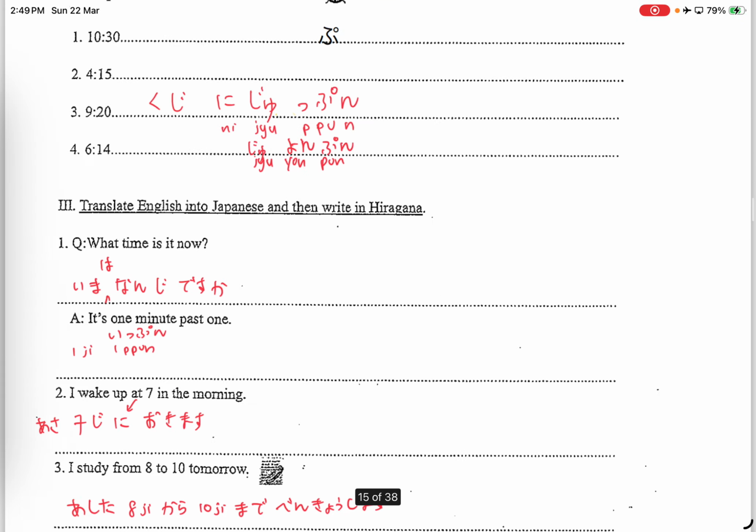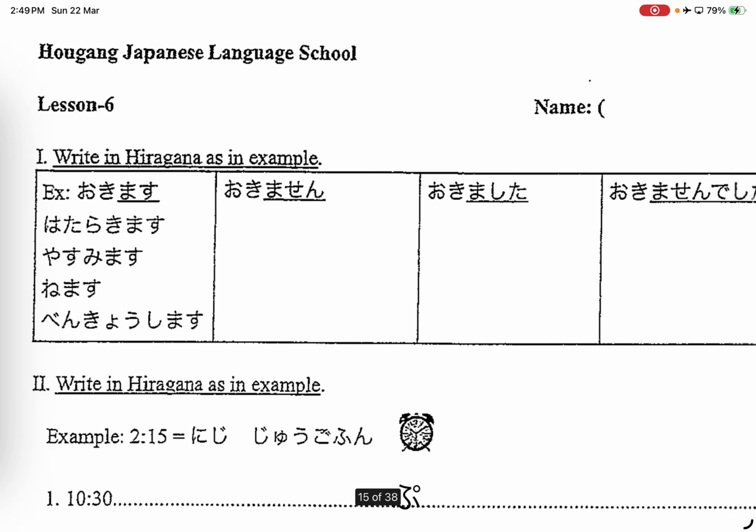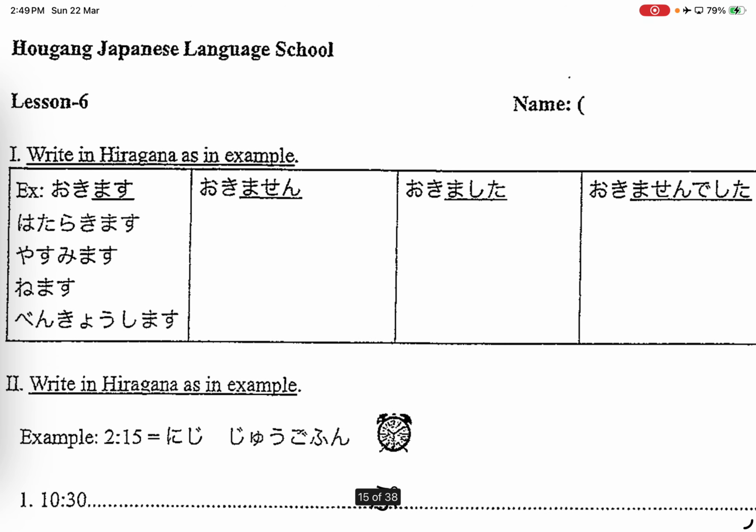Lesson 6 homework. Everybody okay? Got finish? Okay, lesson 6. We'll go for the table first.